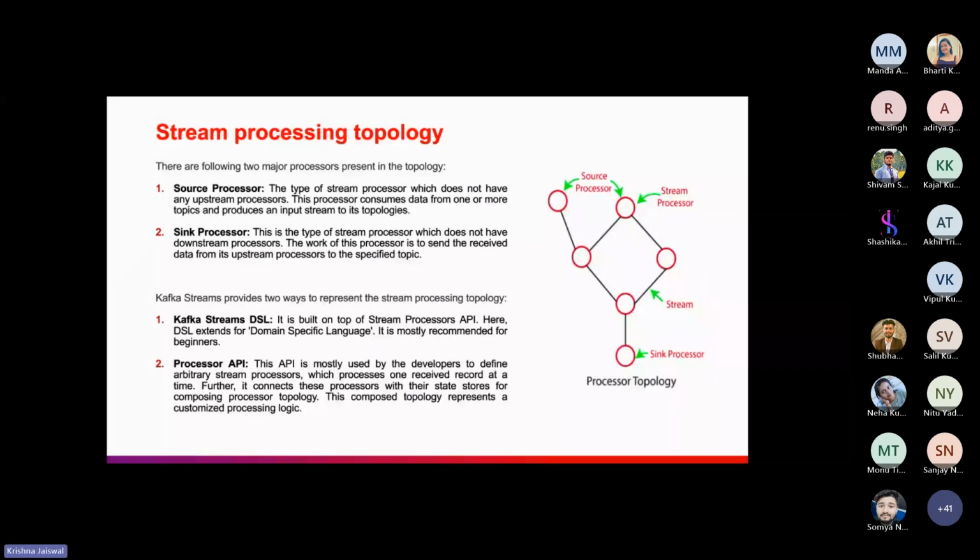Kafka Streams provides two ways to represent the stream processing topology. First one is Kafka Streams DSL. It is built on top of the Stream Processor API. Here DSL stands for domain specific language. It is mostly recommended for beginners. Processor API. This API is mostly used by developers to define arbitrary stream processors, which process one received record at a time. Further, it connects these processors with their state stores for composing the processor topology. This composed topology represents a customized processing logic.